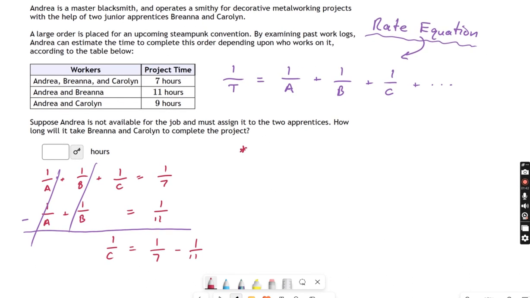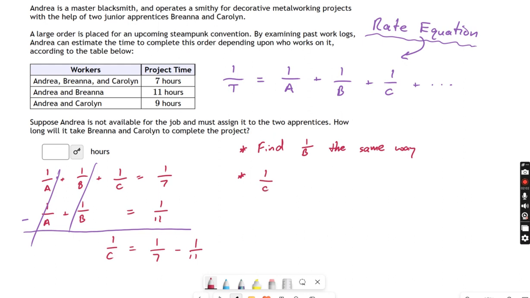Now, next step. What I would want you to do next is find 1 over B the same way, or very similar. You're going to subtract two equations and find 1 over B. Then you can just write this.